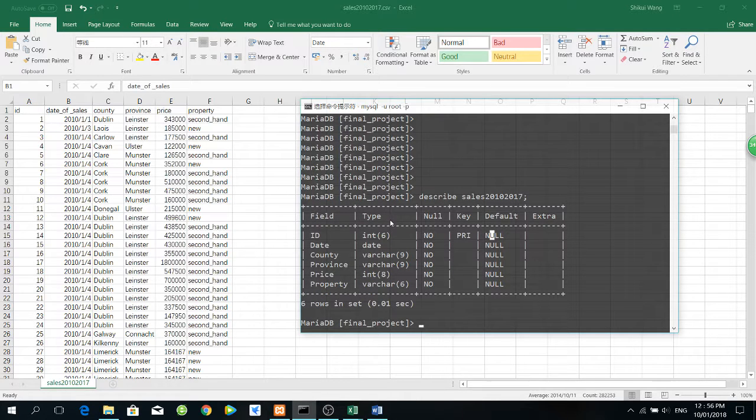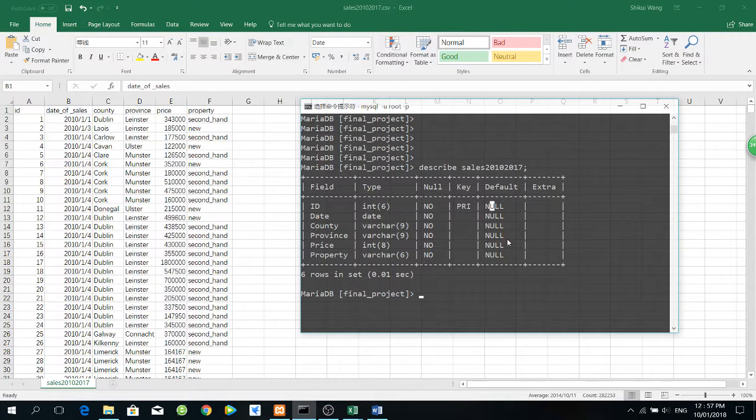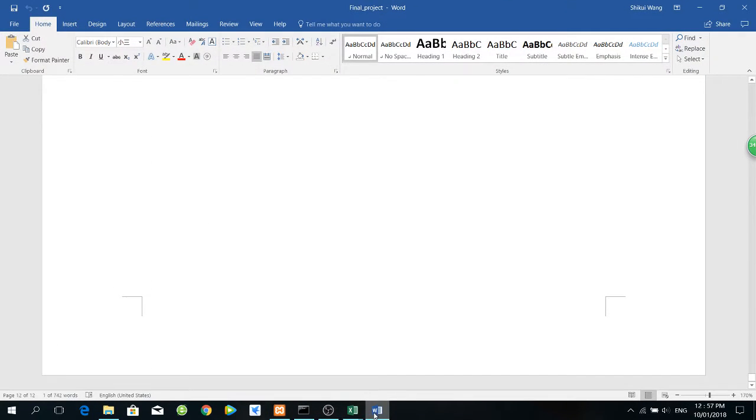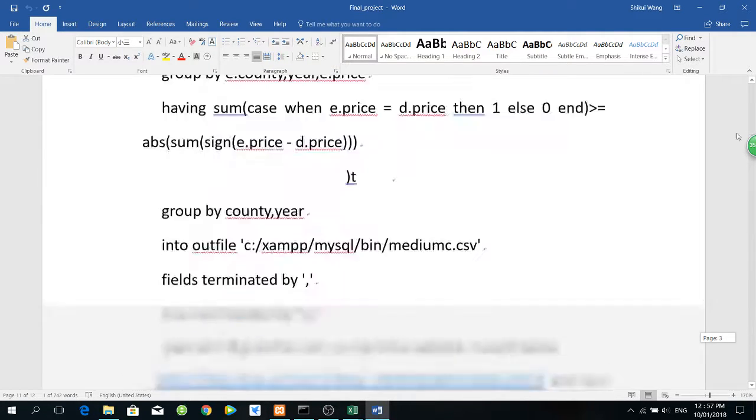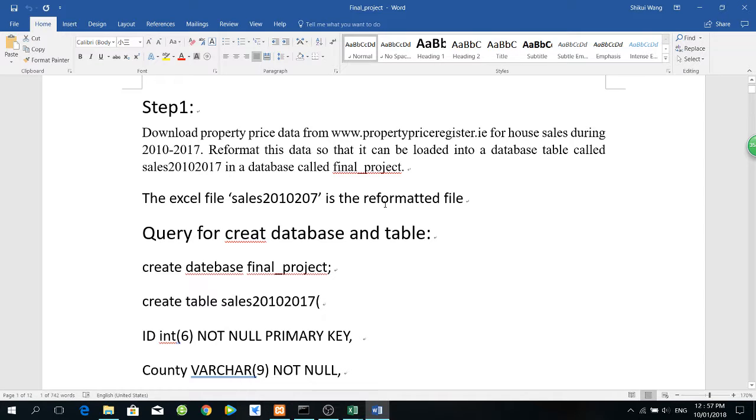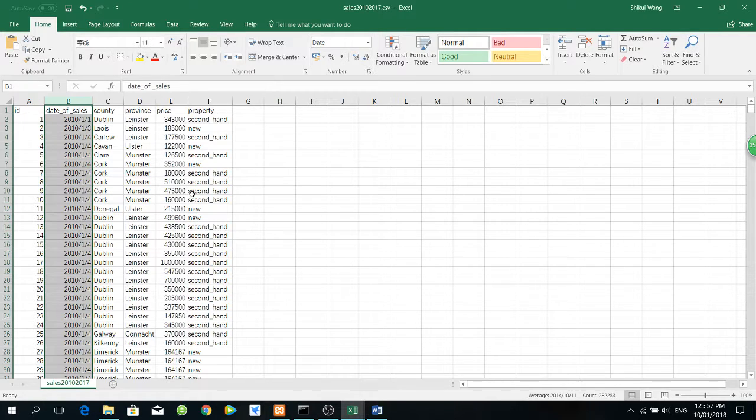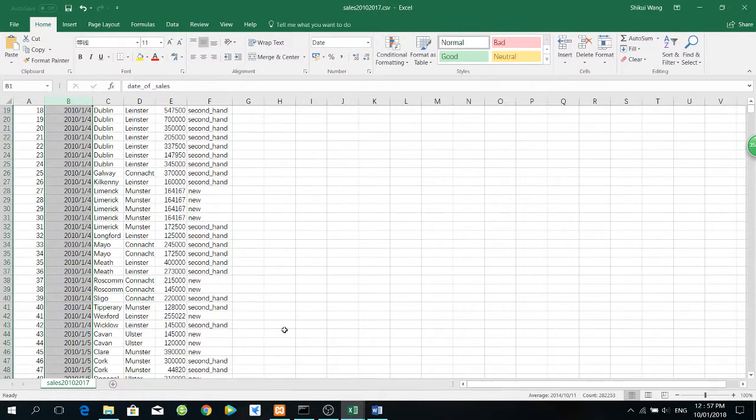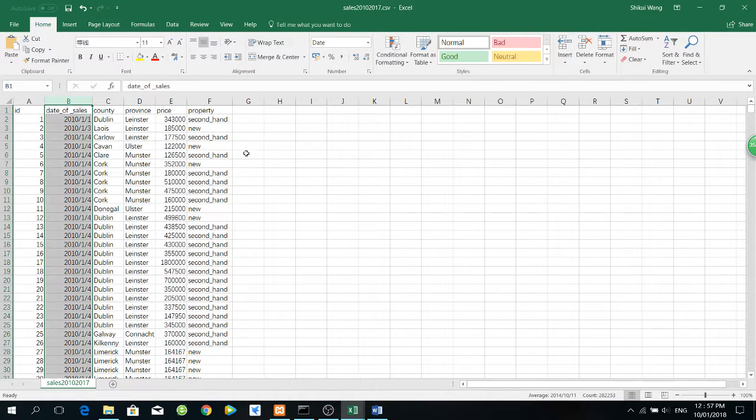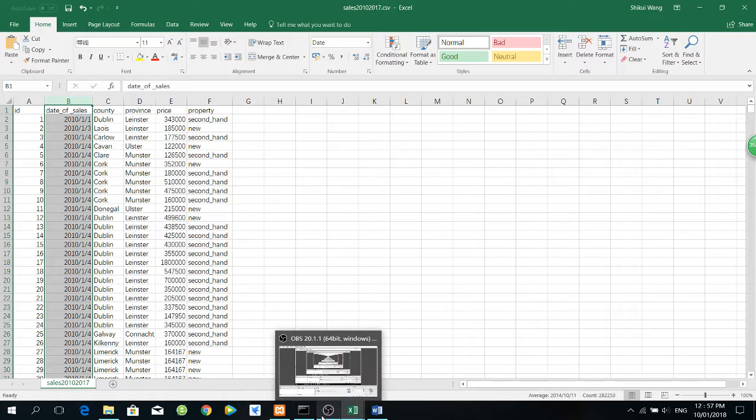So that's the structure of my database, and this is for each column in my table. Okay, let's start from the first one. The first one is formatting the data I downloaded from the website, and this is the file I already formatted.